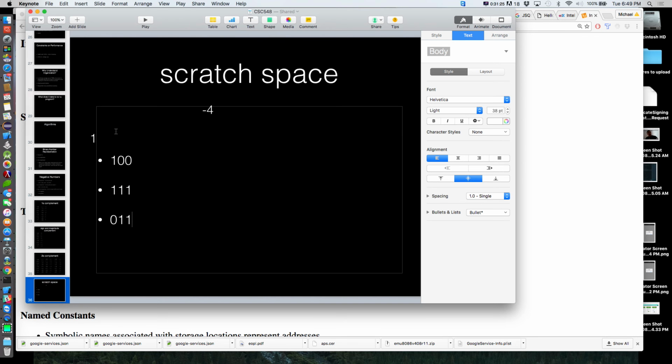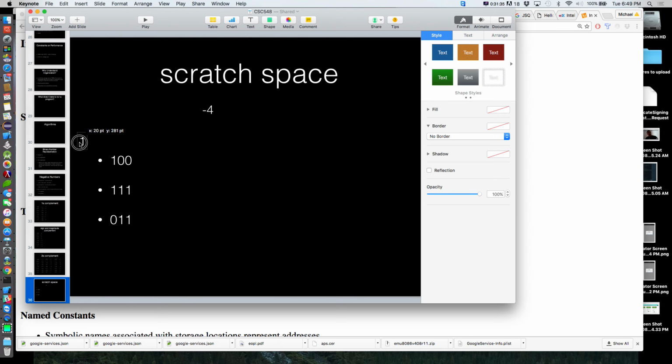So 1, 1, 0. 0 plus 1 is 1. 0 plus 1 is 1. 1 plus 1 is 0. Carry the 1. So this is a carry, right? All right. So this is our magnitude.